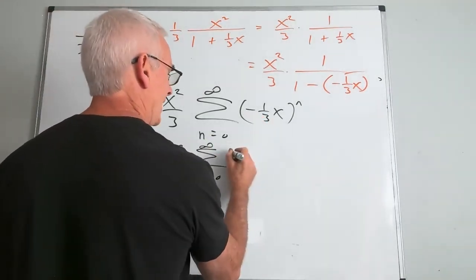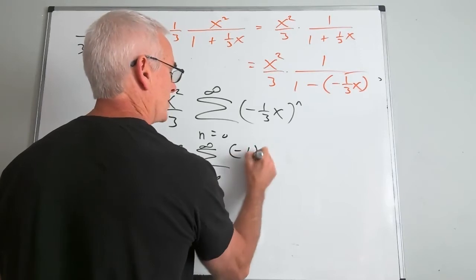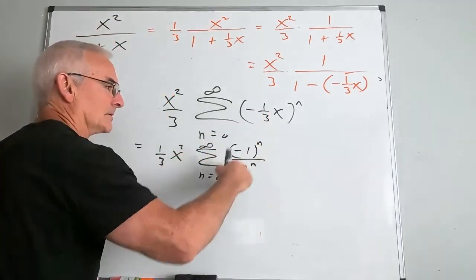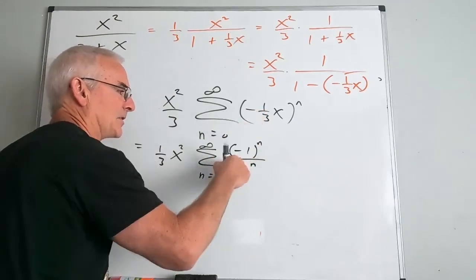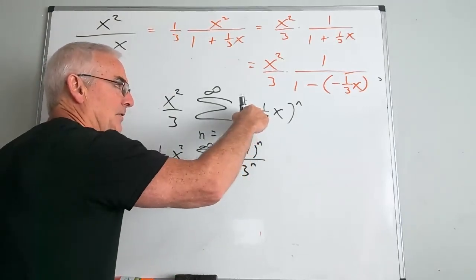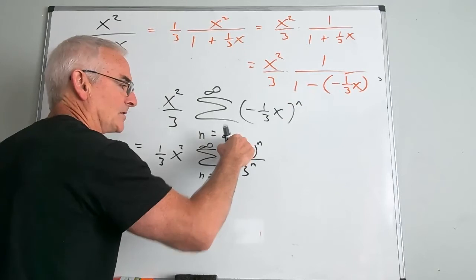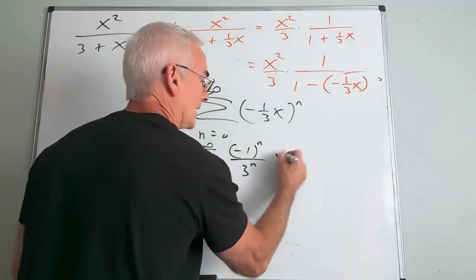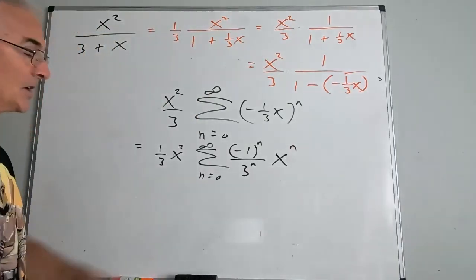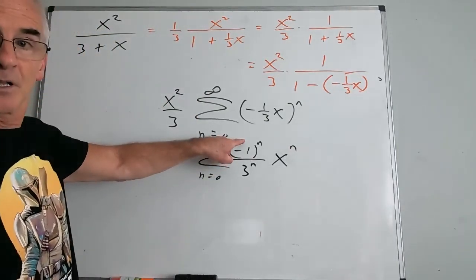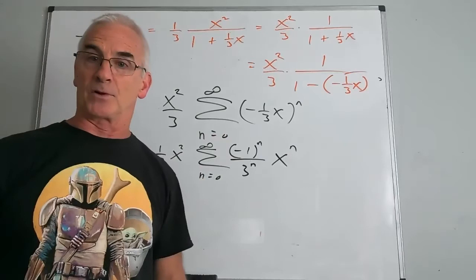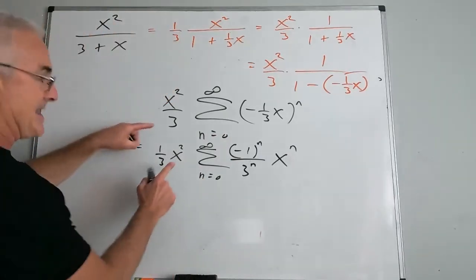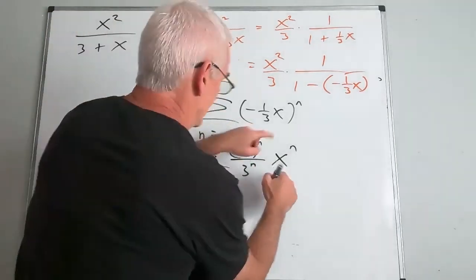So how about if I wrote this as -1 to the n over 3 to the n? Is that legal? Everybody stare at that for a minute. Are these the same thing? -1/3 to the n, is that -1 to the n over 3 to the n? Yeah. And I want to do this because I want to leave the -1 to the n alone. I don't want to touch that for the rest of the problem because the 3 has nothing to do with that. Now I can work these guys into here.